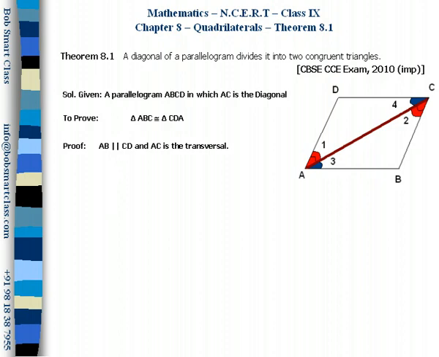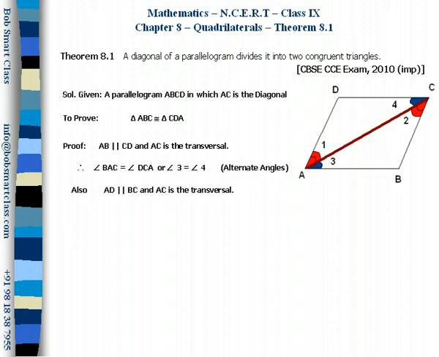In a parallelogram, opposite sides are parallel. Therefore, AB is parallel to CD. And AC is a transversal, that is, it cuts these two parallel lines. Therefore, angle BAC equals angle DCA or angle 3 equals angle 4, which are alternate angles of these two parallel lines and the line which cuts these two parallel lines.